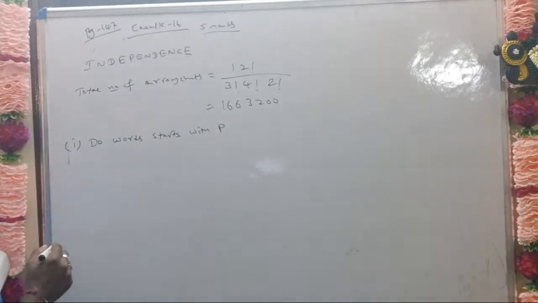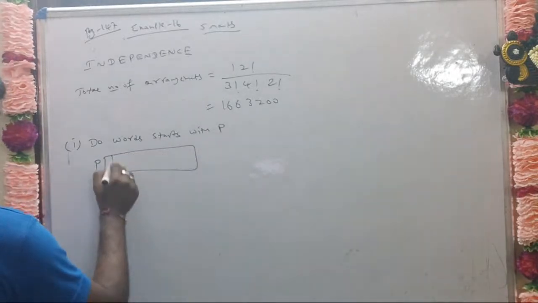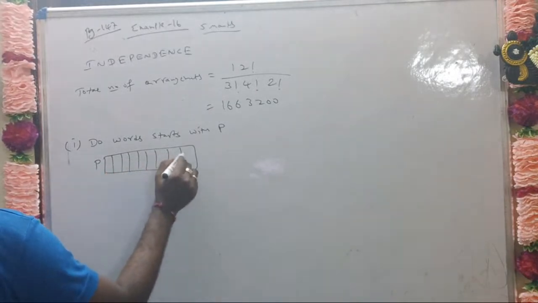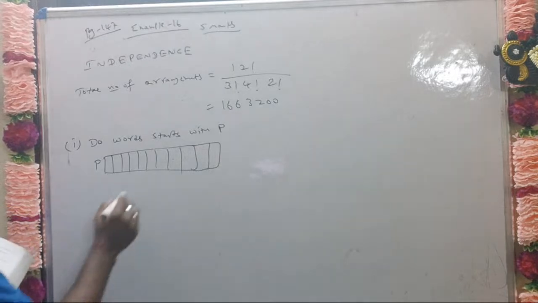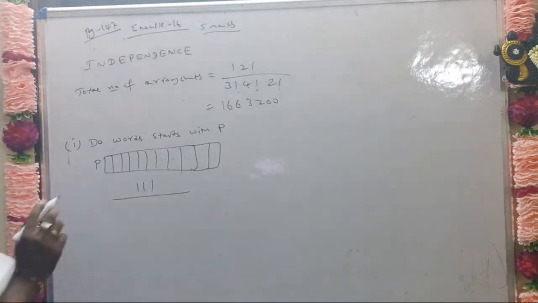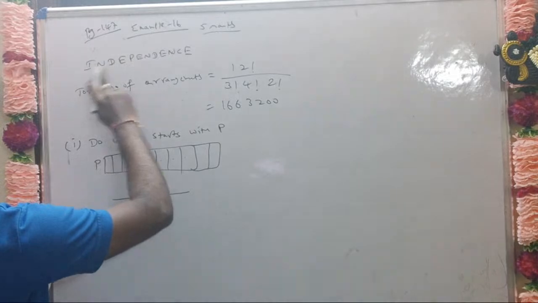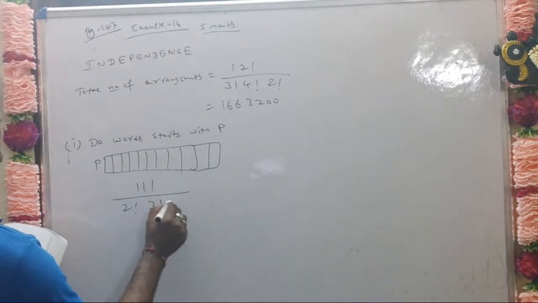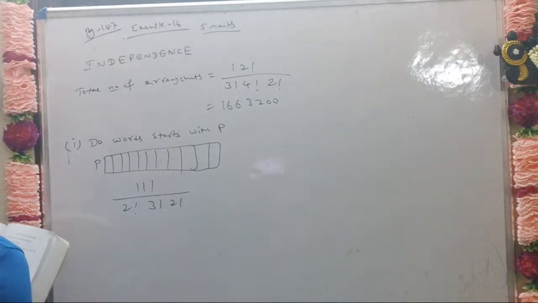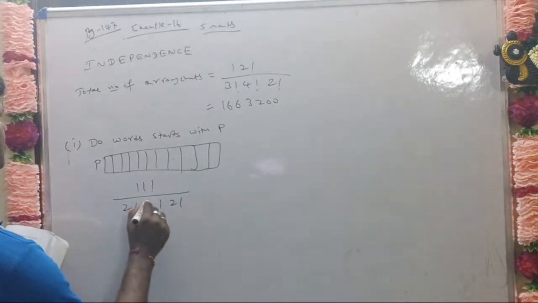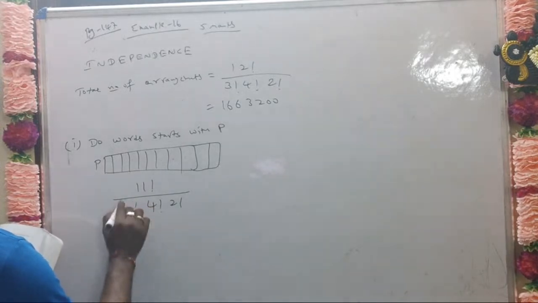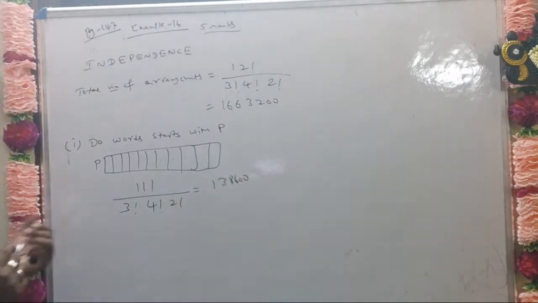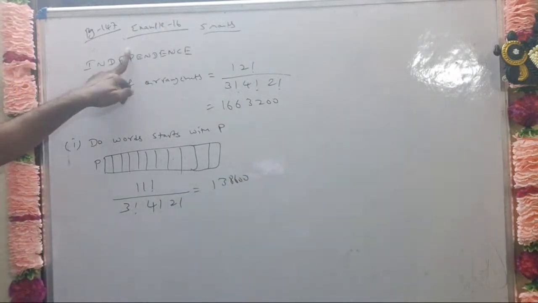So in independence, except P, still how many letters are there? 1, 2, 3, 4, 5, 6, 7, 8, 9, 10, 11 factorial by. D repeated how many times? 2 times. E repeated 3 times. N repeated 2 times. E repeated 4 times. 4 factorial into 3 factorial into 2 factorial. What will you get as the answer? 138600.